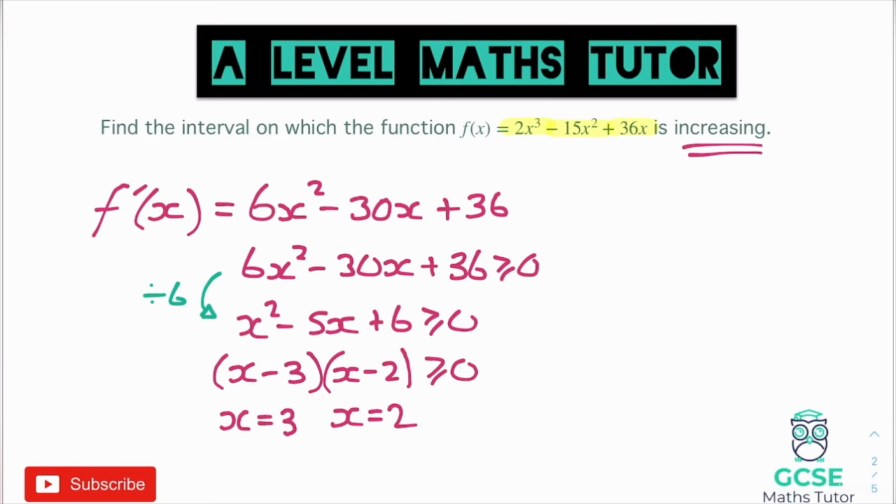And then, as this is a quadratic inequality, we'll just quickly imagine what the curve looks like. It goes through 2 and 3. So 2 here, 3 here. We are looking at when it is greater than 0. So we have this part and this part of the curve.